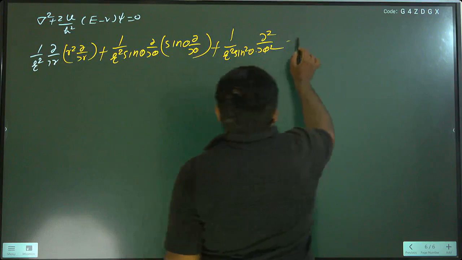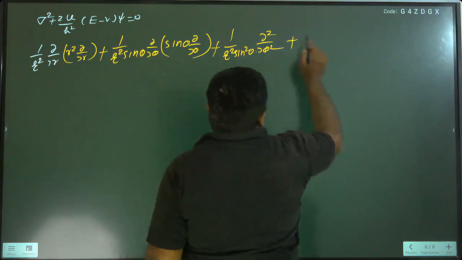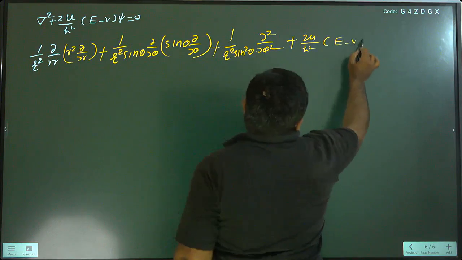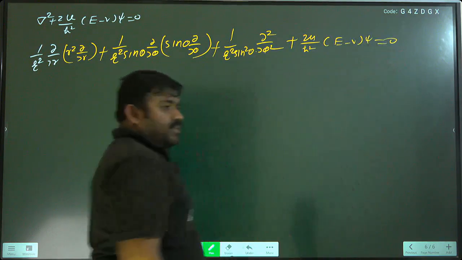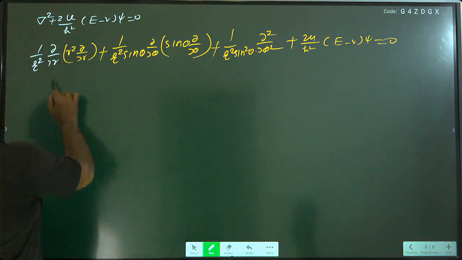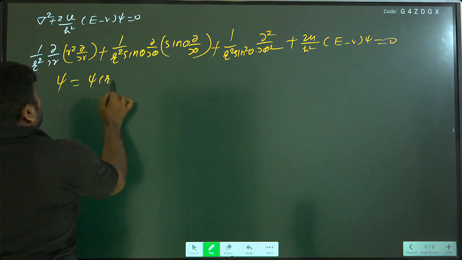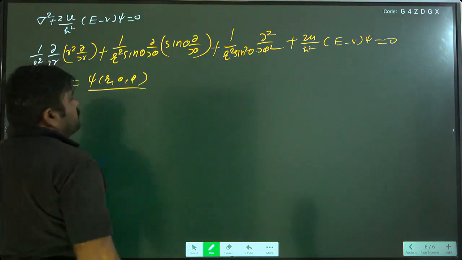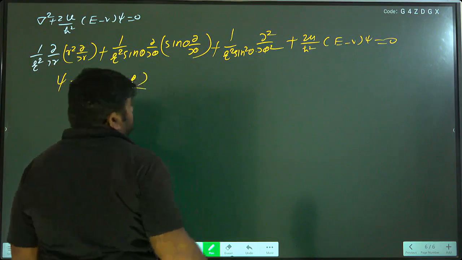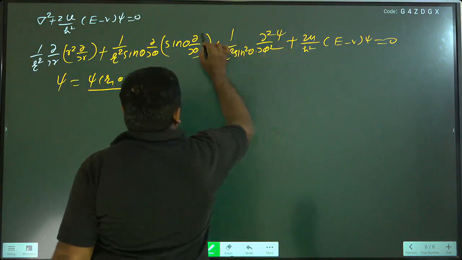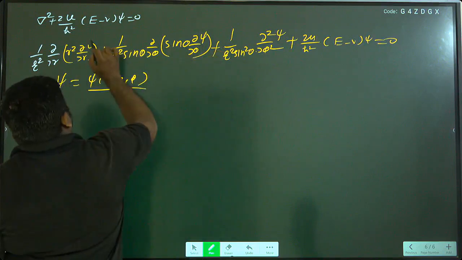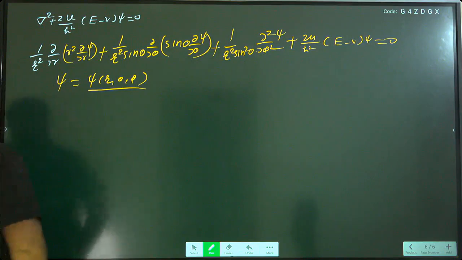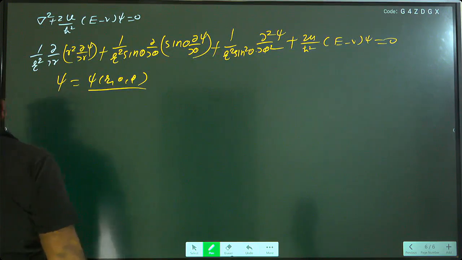Plus write down the 2u upon h cross square e minus v bracket complete is equal to psi. Now here psi is function of किस का function है? देखिए, psi is a function of r, theta, phi. Yes or no? psi जो हमारा function रहेगा, ये function किस का रहेगा? Okay, here also we can write the psi. Psi is a function of r, theta, phi. ये तीनों वेरिएबल का ये हमारा फंक्शन रहेगा.